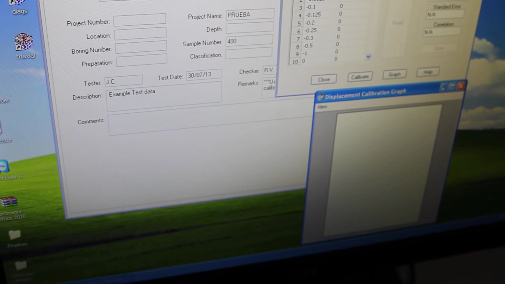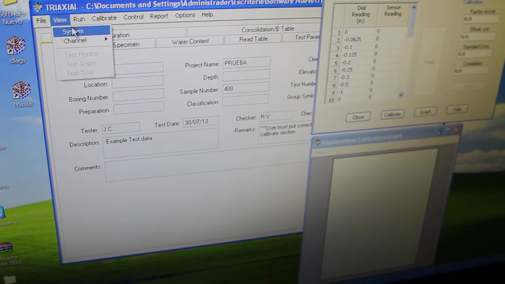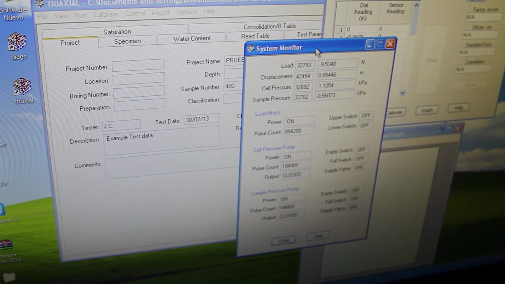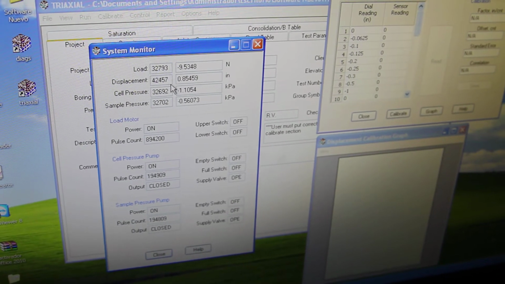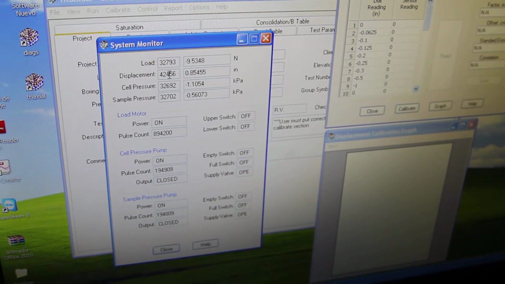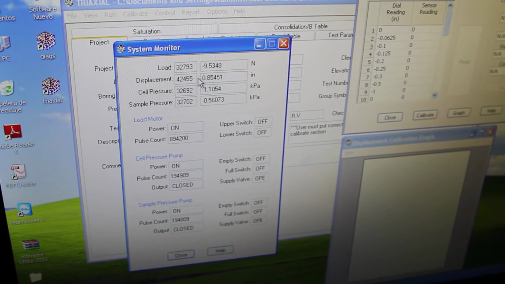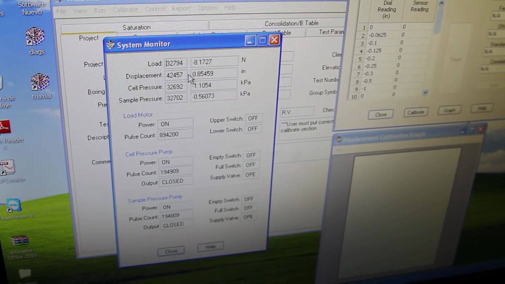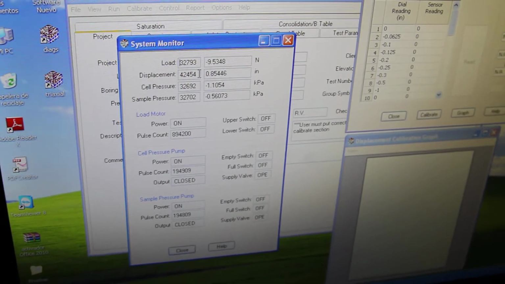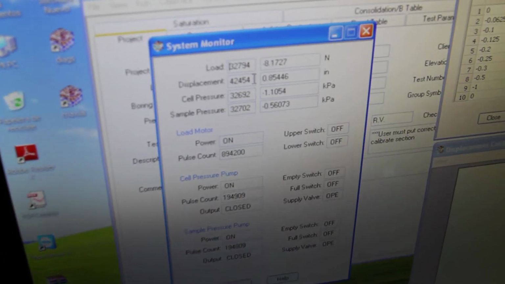my calibration. This is my zero, and this corresponds to, if I go to view system monitor, there's a displacement here that's about 42,456. That's what I said before, it's about halfway. The total count is 65,000. So I'm a little bit over half, so I can insert my gauge blocks.